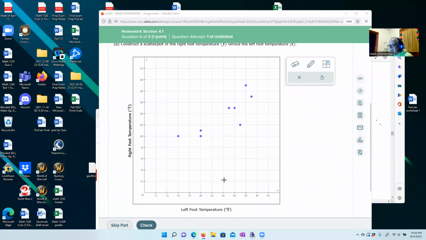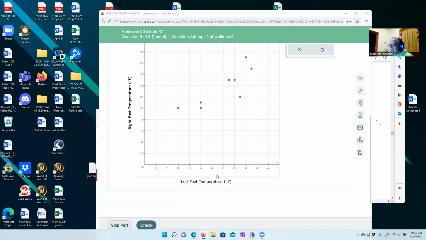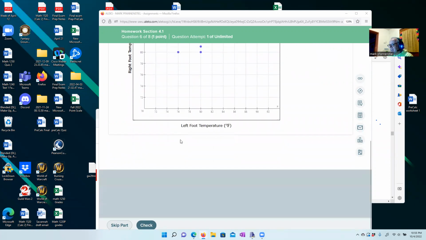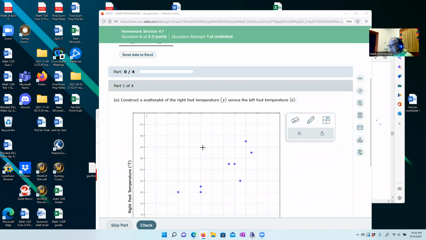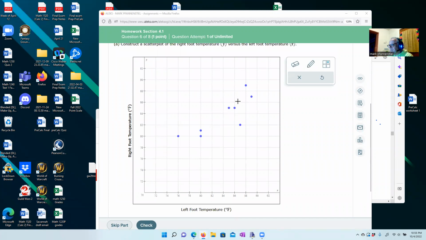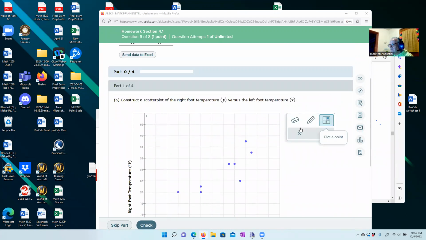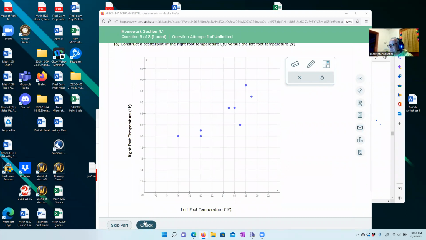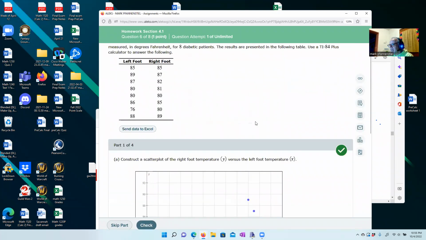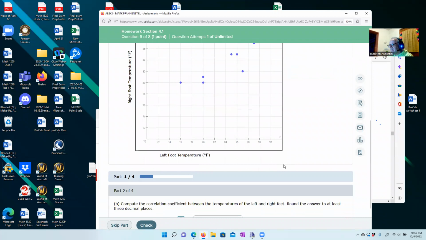So I'm going to take the experts' opinion on this and say, okay, if you guys want to say the left foot predicts the right foot, I'm okay with that because I don't know enough to know better, and that seems like a reasonable thing to me. Okay, so all I did was plot these points in here. We're going to check, fingers are crossed. Okay, and they said that's fine.